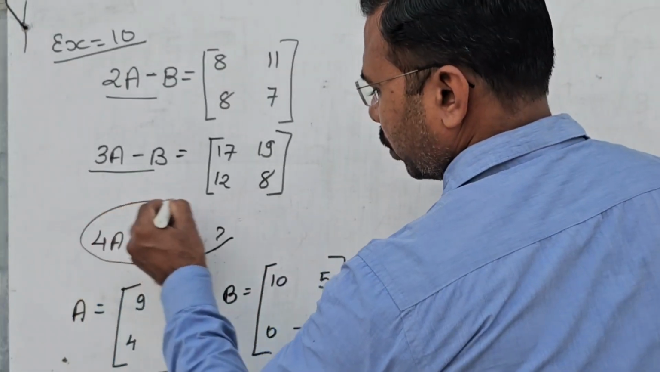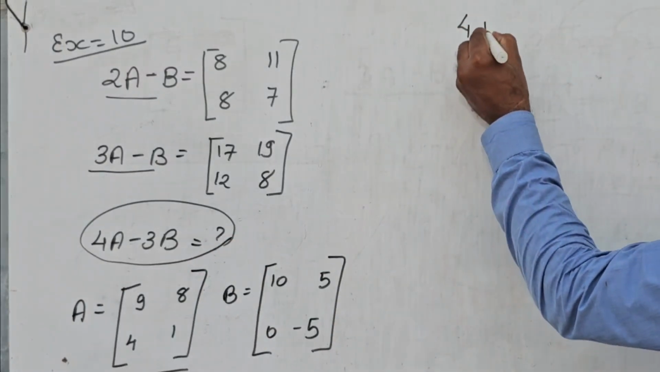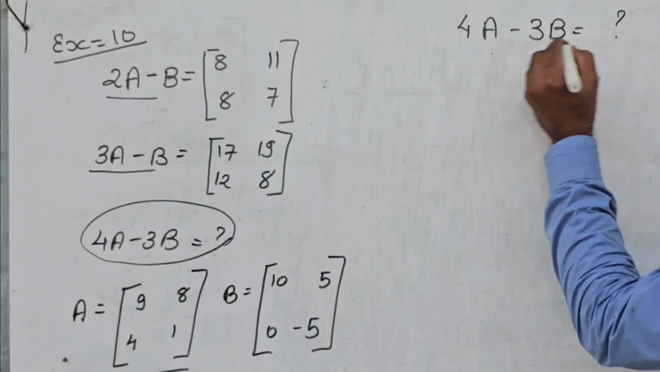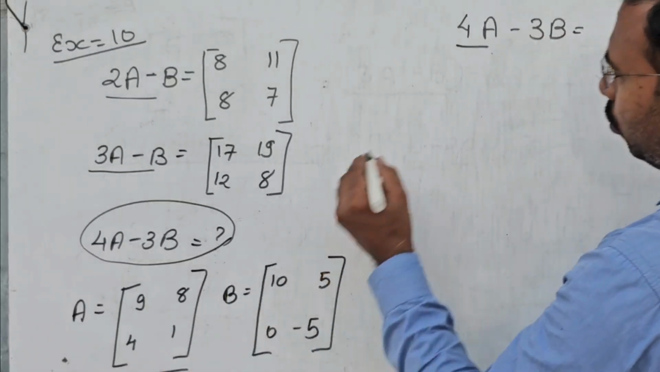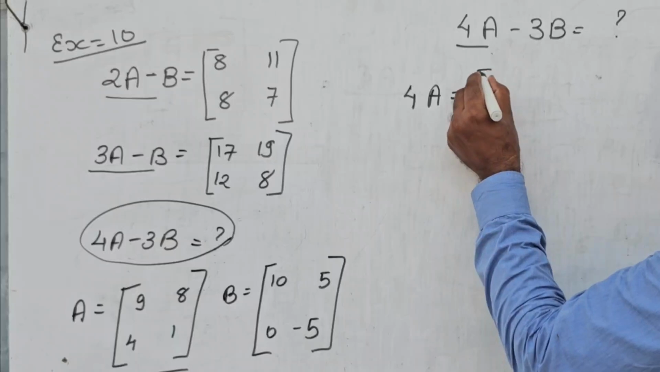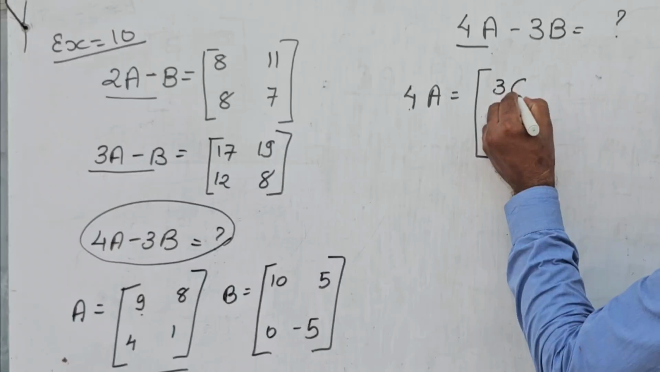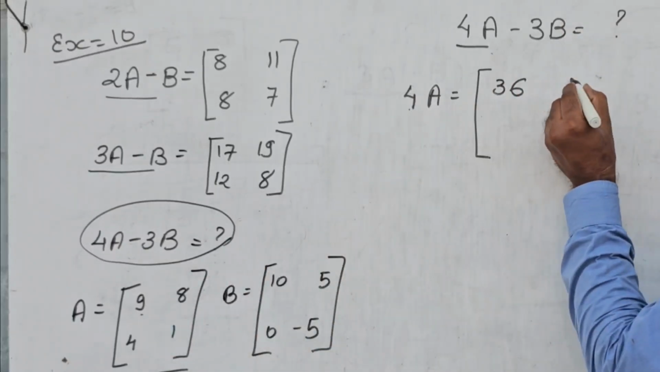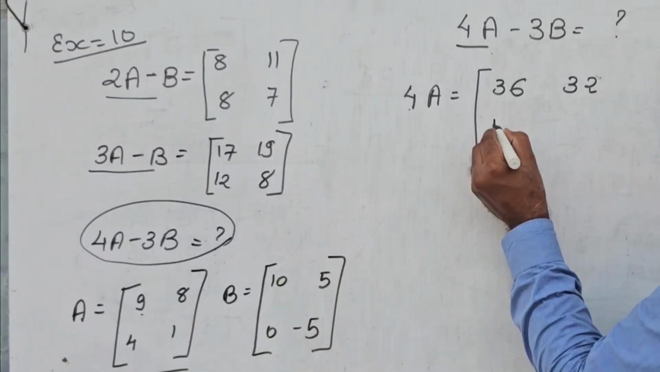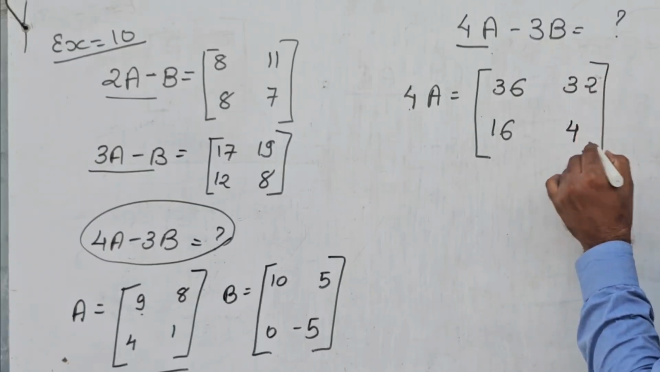Now we have got matrix A and B. We have to find out 4A minus 3B. So first of all we have to find out 4A. So A will be multiplied with 4. So 9 into 4 is equal to 36, 8 into 4 that is 32, 4 into 4 that is 16 and 1 into 4 is equal to 4.